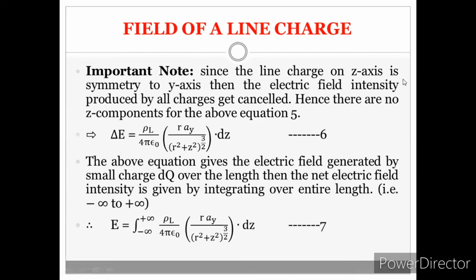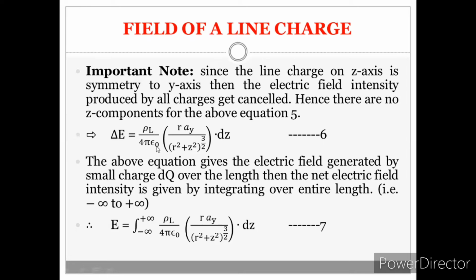Okay, so what happens? The electric field energy produced by all charges gets cancelled. Hence, there is no z component for the above equation. Since it is symmetric, one axis above the y-axis is positive and the other one is negative, so it gets cancelled. So the z component becomes 0 there. So now in the expression, we can remove the z parameter, and what is left is only the ay term.